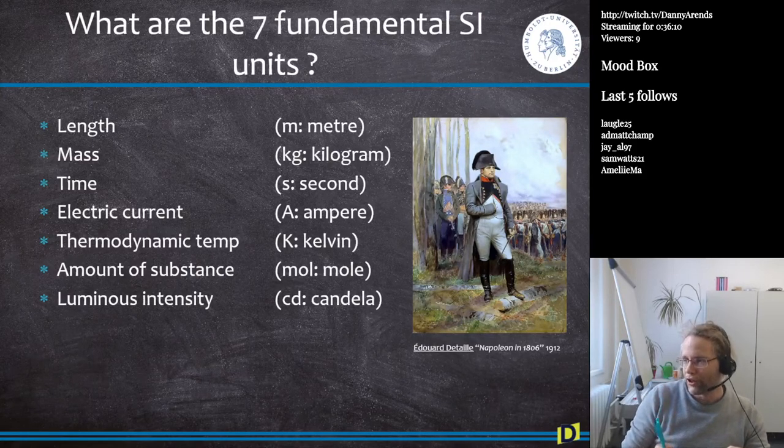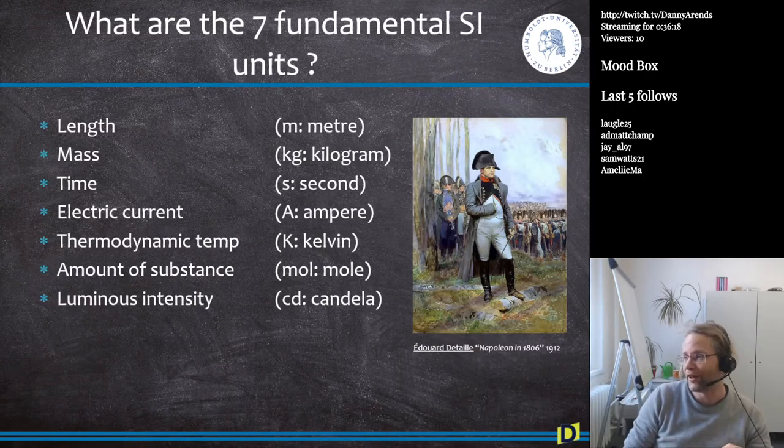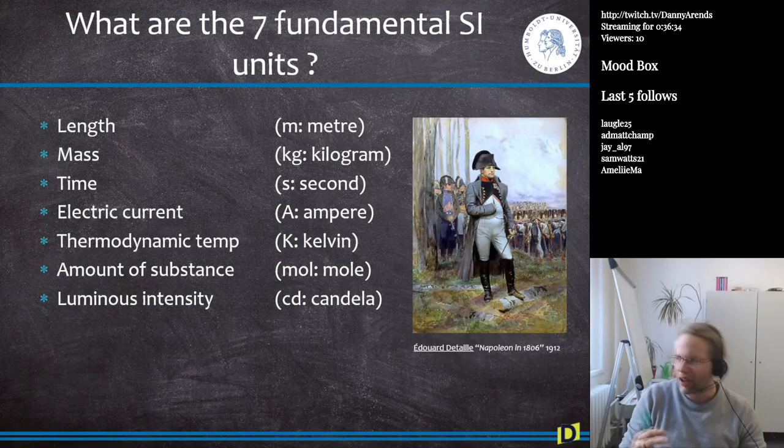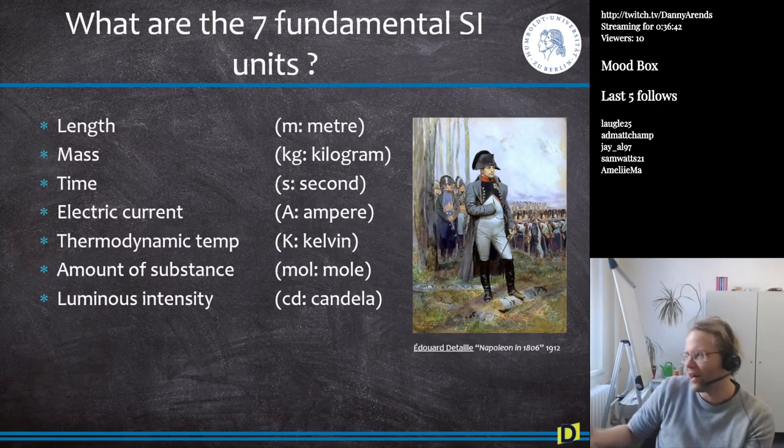All of these units, except for one, were invented by the French around the time of Napoleon. That's why I show Napoleon here. The only one which was not invented by the French is the thermodynamic temperature, which was posed by Lord Kelvin. And of course, Lord Kelvin came from the UK. You can argue, based on history, that the UK and France are kind of the same thing in a way, but still very different, right? You can see France as the European part of the UK, but Kelvin is the only one which is not French.